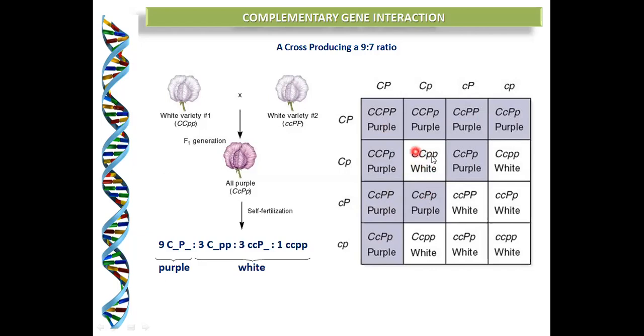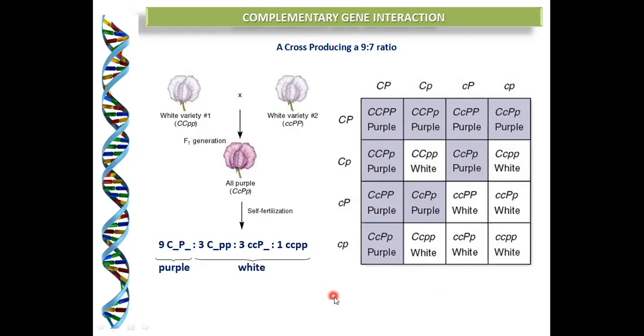Now here only C is dominant, so we will get white color flower. Here also C is dominant, we get white color flower. Here P is dominant, so again we will get white color flower because there will be no reaction. P is dominant, only white color flower. Here both are recessive, no reaction is happening, so you will also get white color flower. Yes, P is dominant, yes, C is dominant. So single dominance is there, so we will get white. As a result, you get 9 purple and 7 white color flowers.